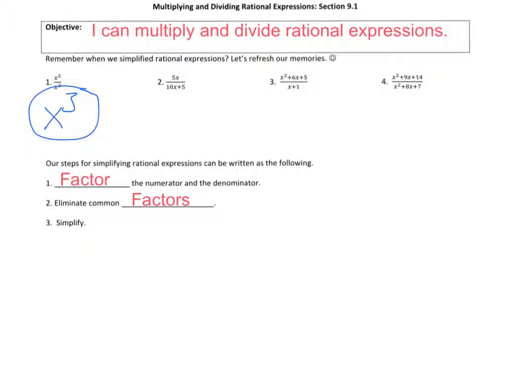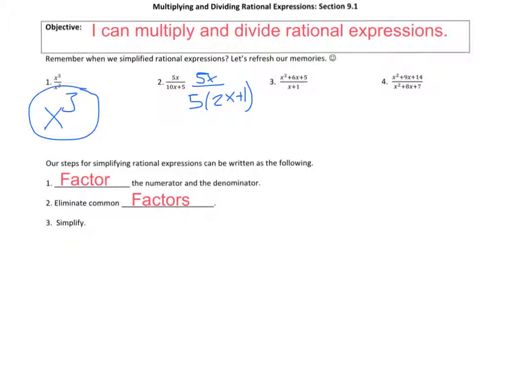In example 2, we have 5x over 10x plus 5. Now, we're going to have to do a little something before we can cross anything out. Here, we have 5x. We can't do anything with that, so we'll leave it as it is. But on the bottom, we can think back to factoring, and we know that the GCF here is 5. We can take out a 5 from the 10x and the 5, and that's going to leave us with 2x plus 1.